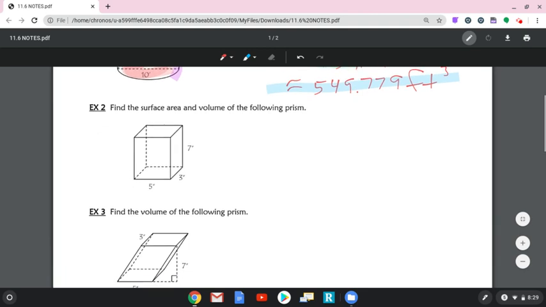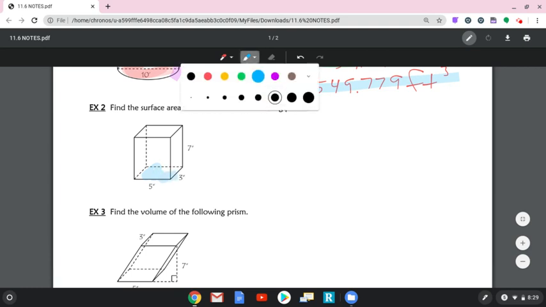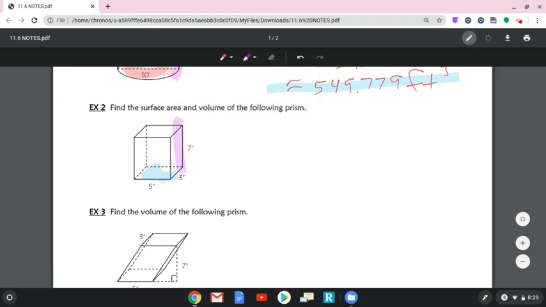Now, our next one is a prism. If we take a look at this prism, this is a nice rectangular prism, because we have 5, 3, and 7. Again, you just pick one as your base area. So in this case, I would say this here is going to be my B, and then if I know that's my B, this is going to be my H.